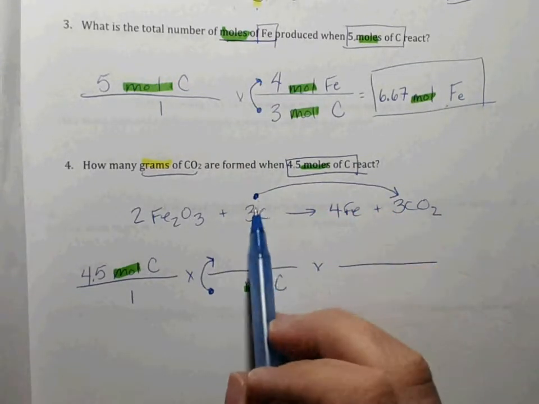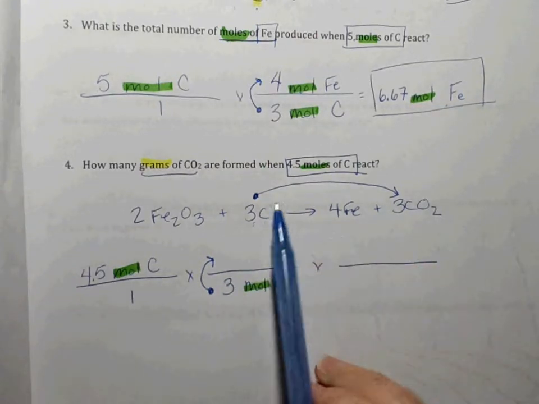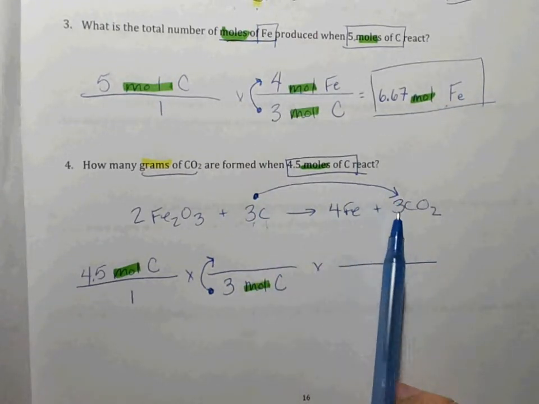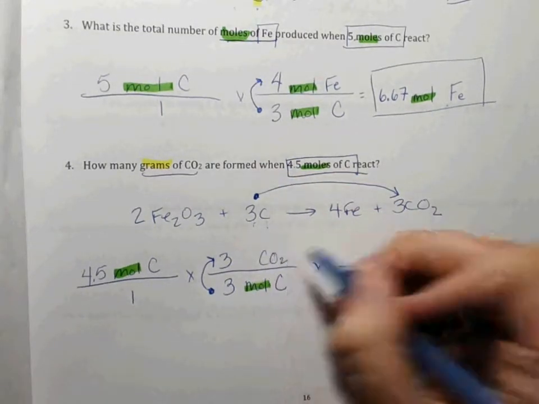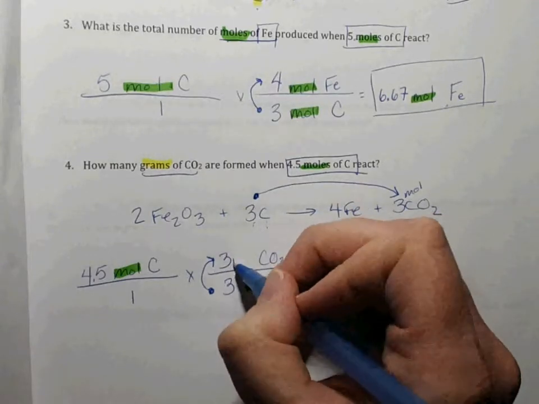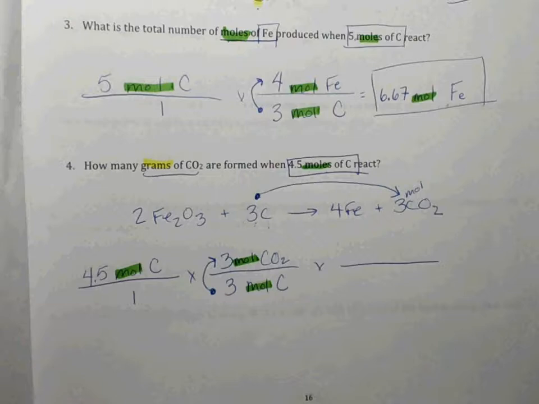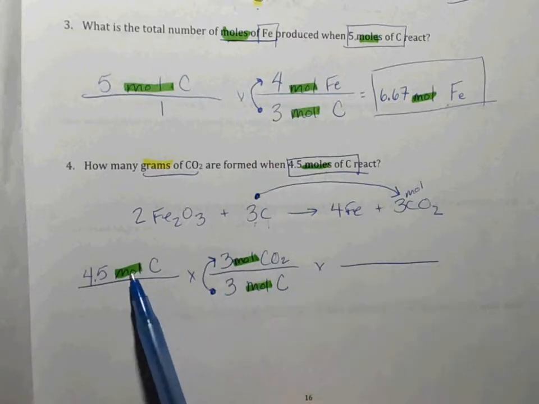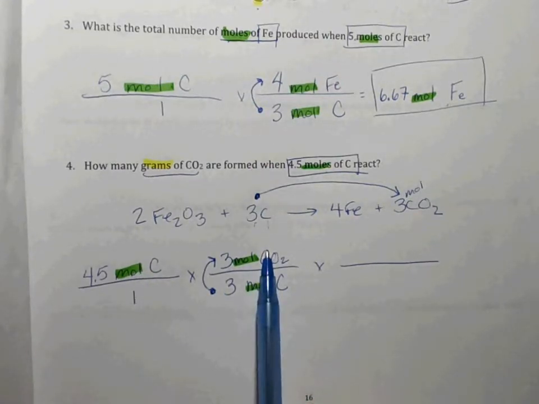So I go look at my bridge. It's starting me with 3 carbon, so I'm going to put that 3 here. I cross the bridge. It's pointing at 3 CO2, but not just 3 CO2. Remember, the bridge is always telling me numbers of moles. So that's 3 moles of CO2 that I'm going to put on top of my fraction. Okay, I've now used moles of carbon twice. Can't use moles of carbon again. I've only used moles of CO2 once.